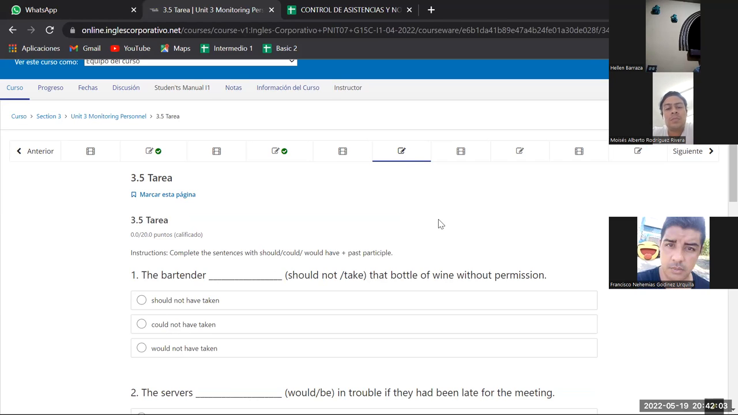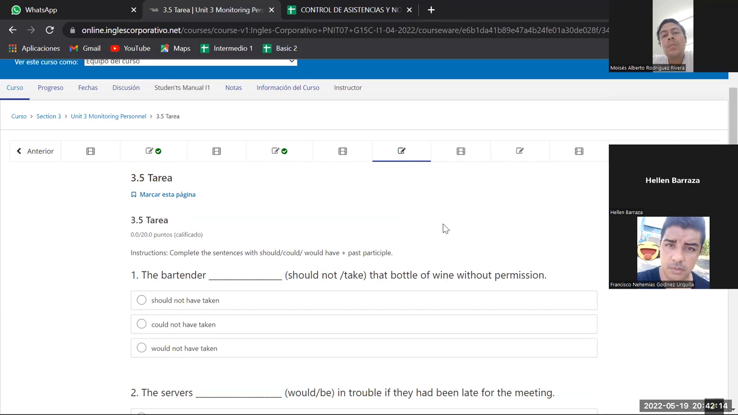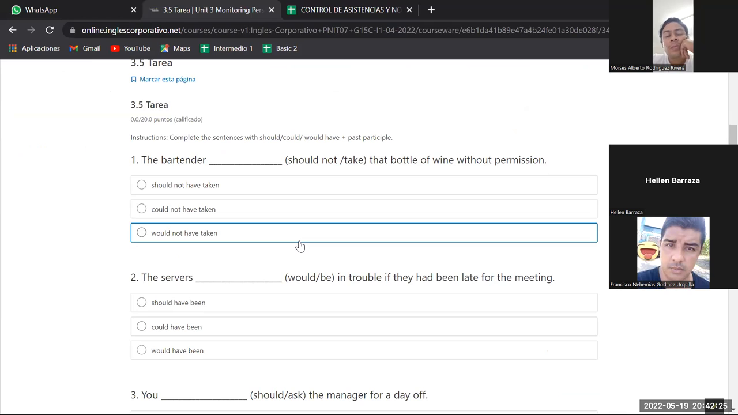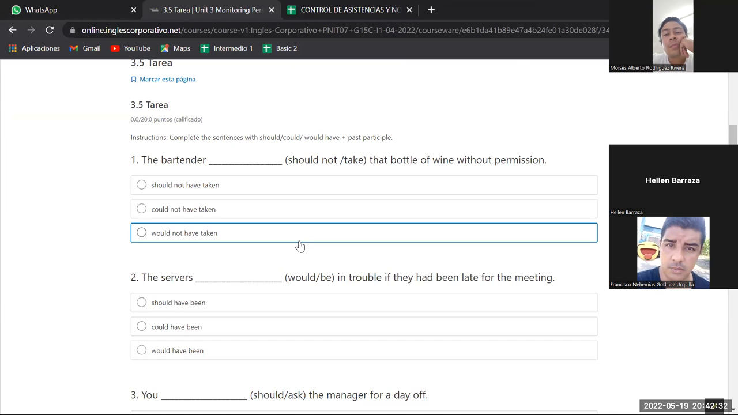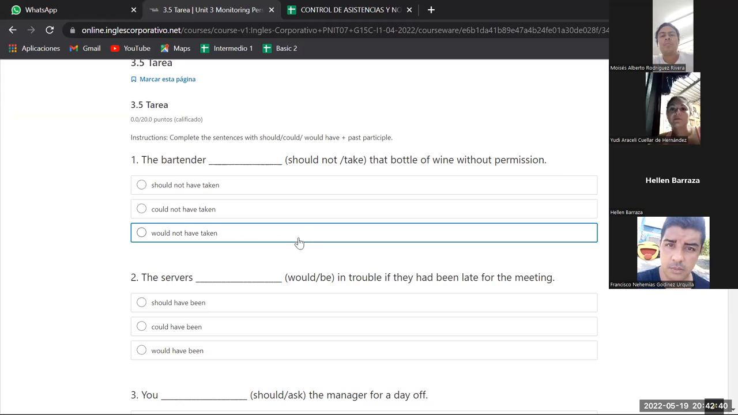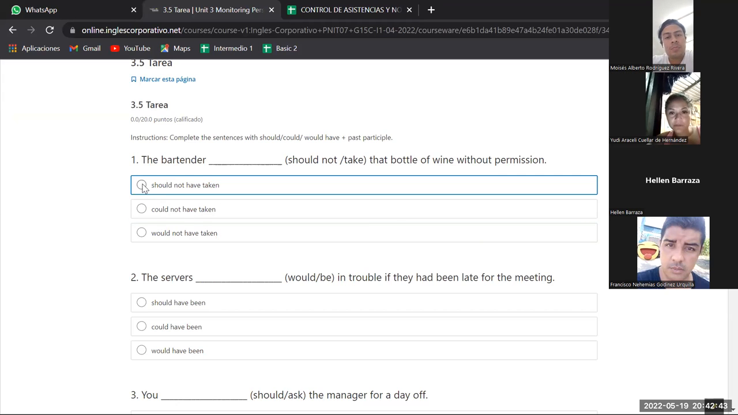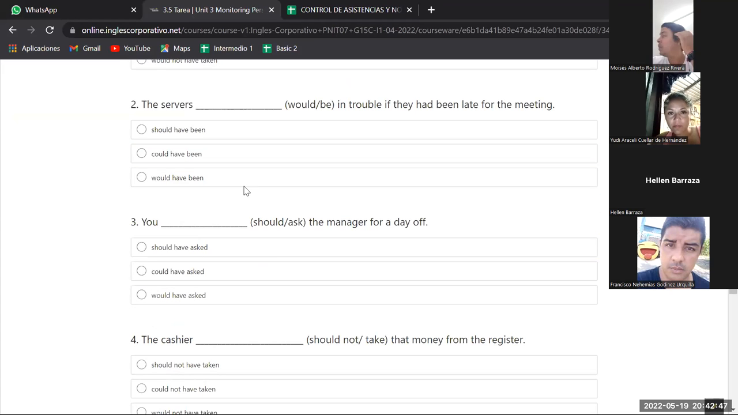Okay, and this one is complete the sentences with should, could, would have, plus past participle. So this one, we're going to use auxiliaries plus past participle. The bartender should not have taken that bottle of wine without permission. Should not have taken. The servers would be in trouble if they had been late for the meeting.